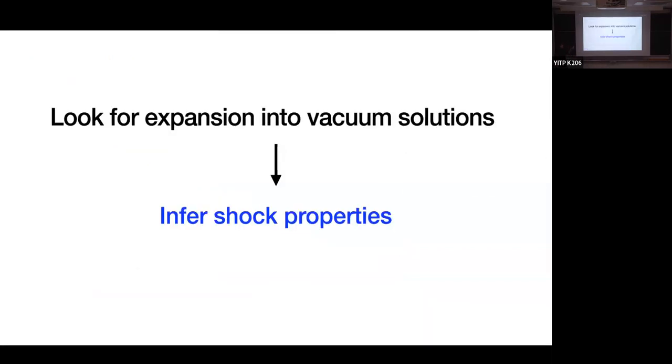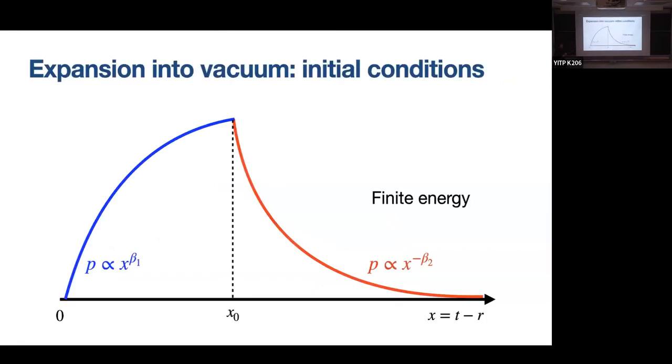Okay, so we're looking for solutions that describe expansion into vacuum, and then we're going to infer the shock properties. And these are our initial conditions. We assume some kind of initial conditions that are quite general. So first of all, the initial conditions are consistent with finite energy. You see we have some kind of an increasing pressure profile and then decreasing, so the energy is finite. The front part of the profile will be required to correspond to the correct power law asymptotic that we expect would evolve behind the shock wave.